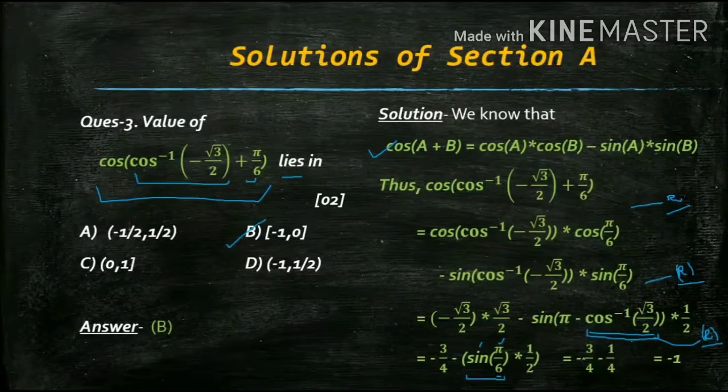Now just simplify. So minus 3 by 4. Now sin 30 is also half, so it would be minus 1 by 4. Now minus 3 by 4 minus 1 by 4 is minus 1. This is the value that you get after solving this expression.